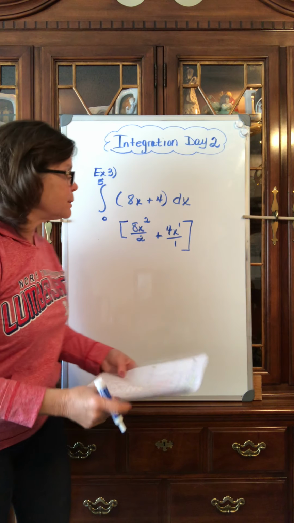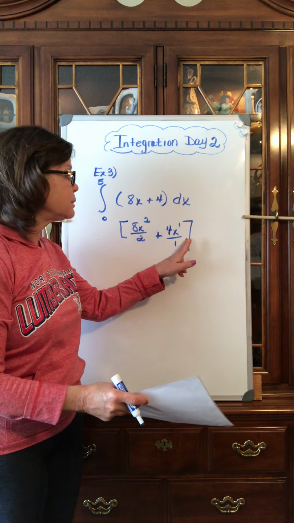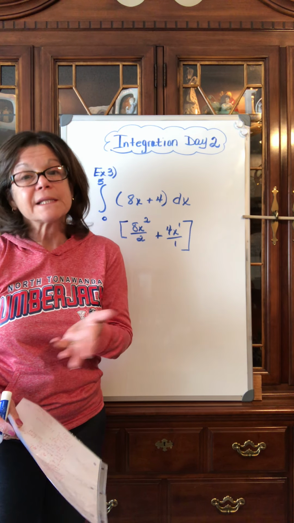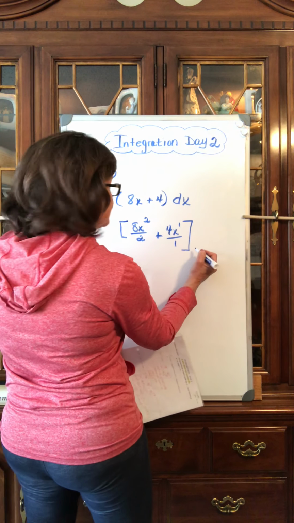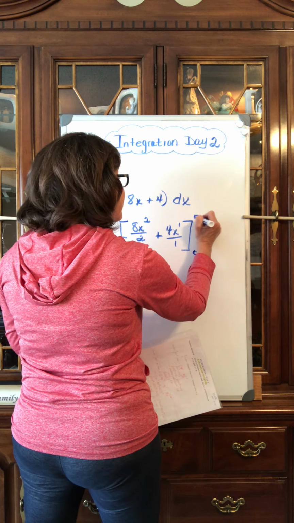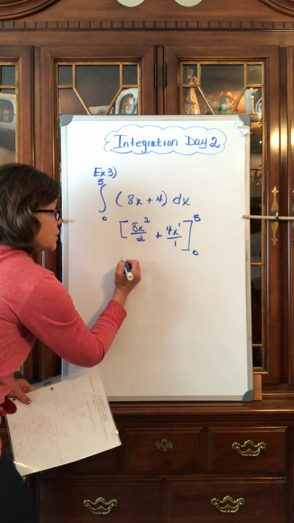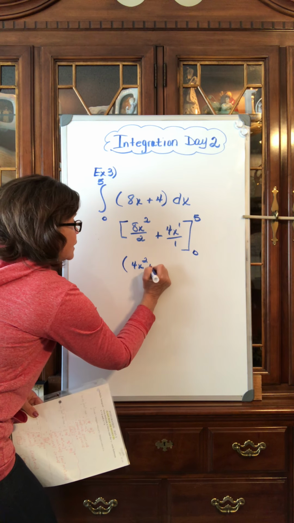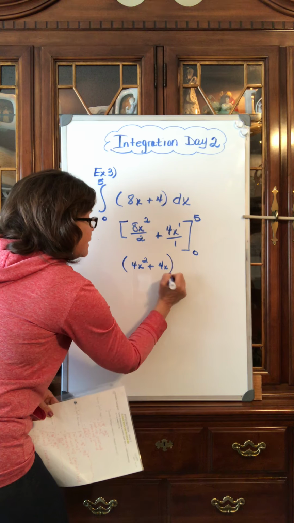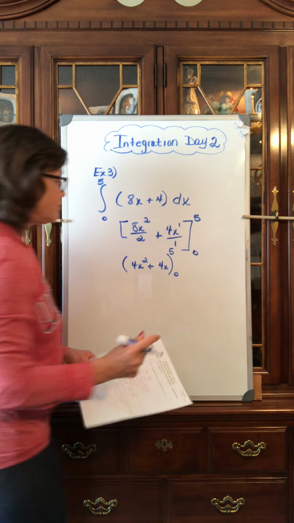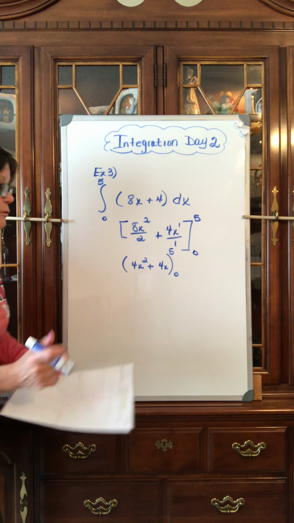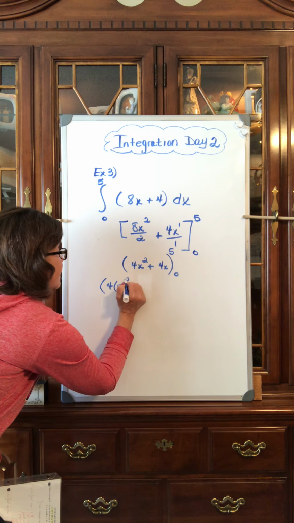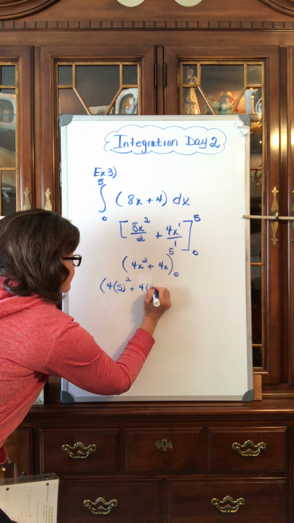We don't need the plus c for our definite integral, because if you put a plus c in here, when you plug in the top number and the bottom number and you subtract, the c's will cancel. And we're integrating this between x values of 0 and 5. Clean up the integration. So the function will be 4x squared plus 4x. We're integrating it between x values of 0 and 5. Plug the top number in first. So 4 times 5 squared plus 4 times 5.